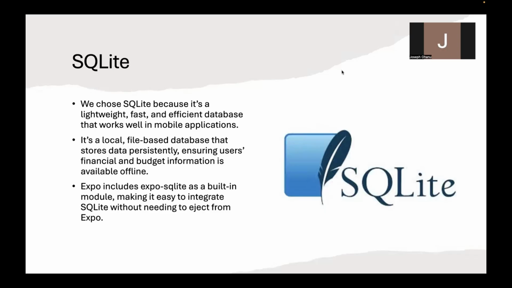So for our database, we chose to use SQLite. We chose it because it's lightweight, fast, and efficient. It's a database that allows us to use a mobile application. It's a local file-based database that stores data persistently, ensuring that users can access their financial and budget information, and that it is also available offline. Expo also includes Expo SQLite as a built-in module. This allows us to easily integrate SQLite without having to eject from Expo.